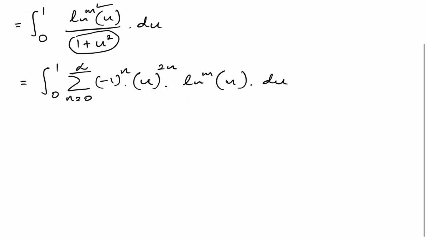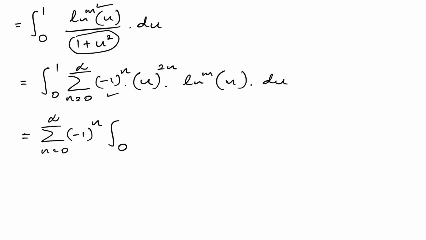Now we can switch the sigma notation and the integral sign. So we have the sum from n equals 0 to infinity. Also minus 1 to the n is a constant, so we can write it outside of the integral sign. Integral from 0 to 1 of u raised to the 2n times natural log of u raised to the m power, du.